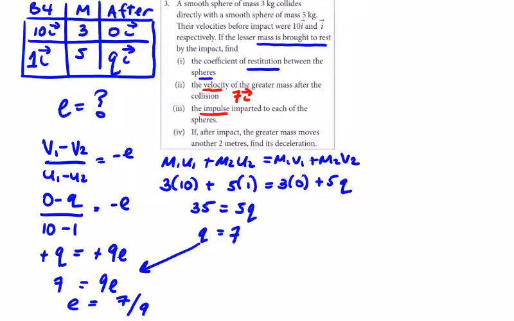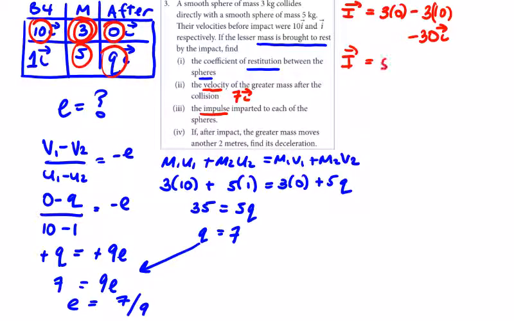Impulse, part 3. Impulse, let's have a look here. We have m1 v1, so 3 by 0 minus 3 by 10. You can see that's going to be minus 30 in the i direction. And for the other one, it has to be plus 30. Let's just double check. We're going to have 5 by Q, 5 by the 7 that we got out, and we're going to have minus 5 by the 1 that it started out at. So that's going to be plus 30 in the i direction.